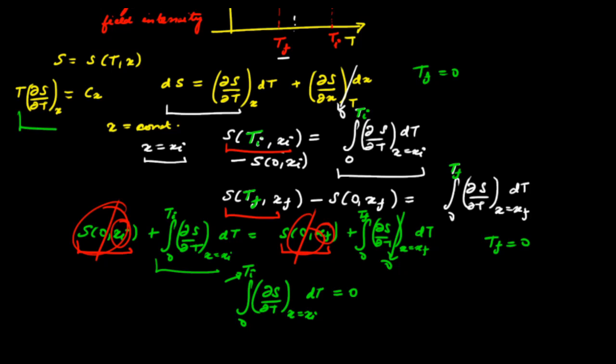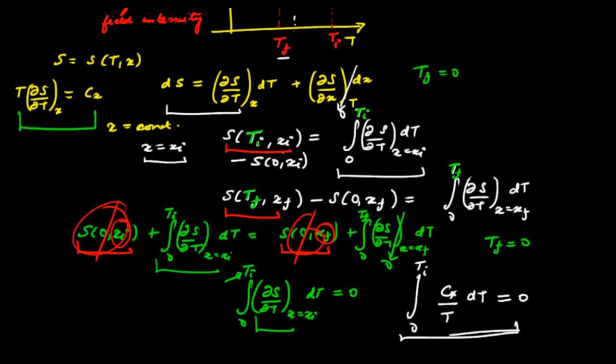And now we can see that this integrand is essentially the heat capacity at constant X over T, and the integral is over 0 to Ti, and this we are saying is equal to 0. But the heat capacity at finite temperatures is positive, and only in the limit of T tending to 0 will it tend to 0. So heat capacity cannot be negative, and therefore it is impossible for this equation to hold.